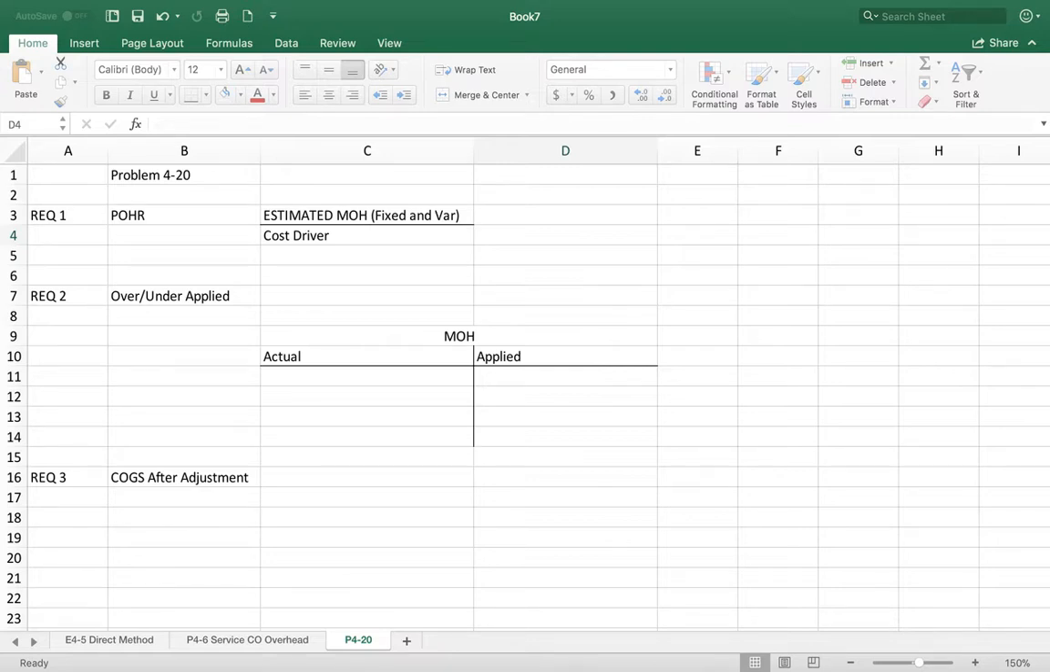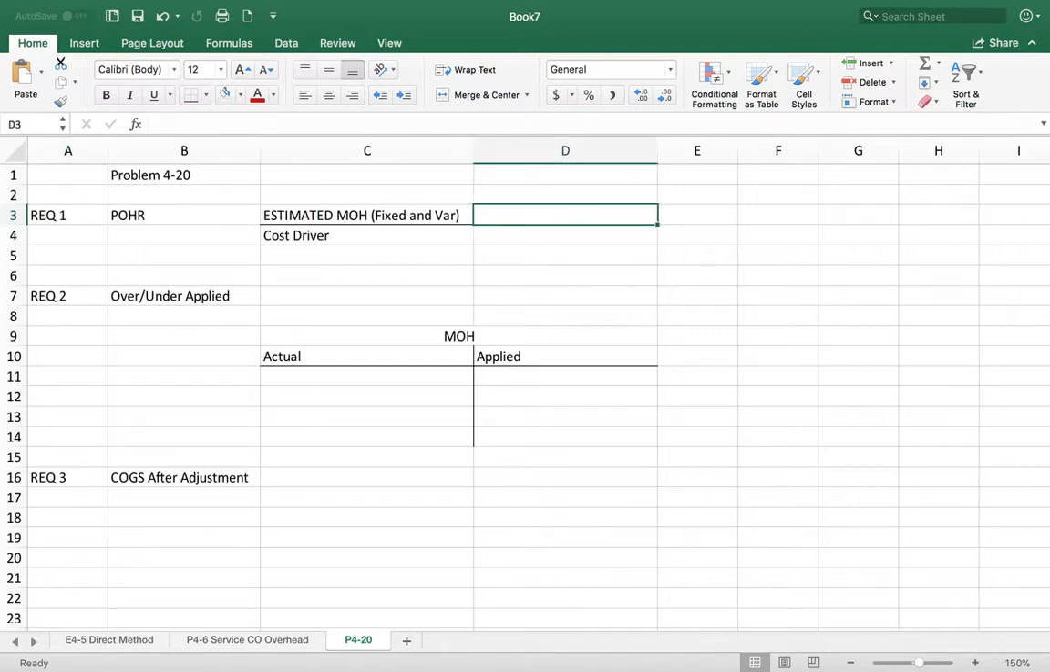Hello, this is an explanation of problem 4-20. The first requirement asks us to figure out what the predetermined overhead rate is. So our formula for that is to take the estimated manufacturing overhead, this is estimated, over the estimated cost driver.